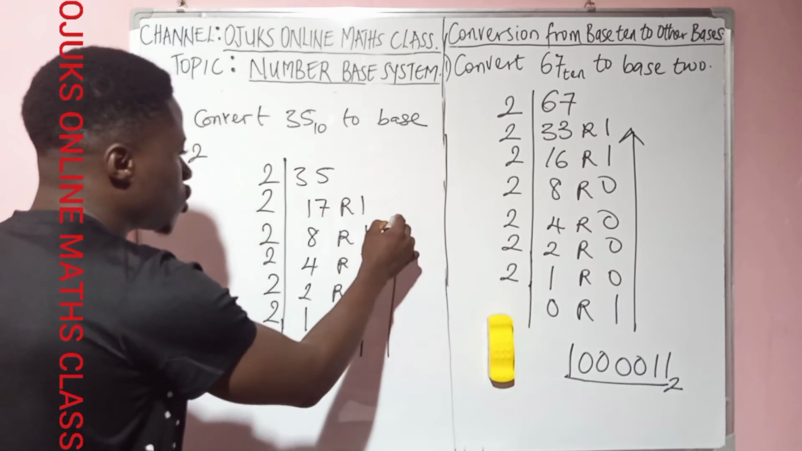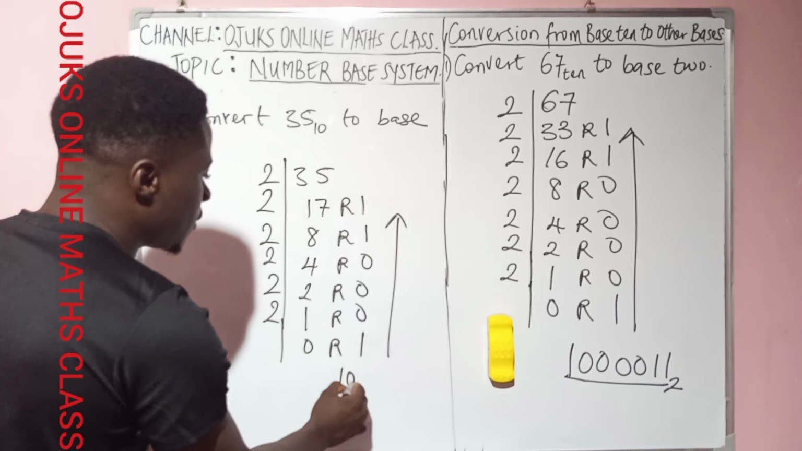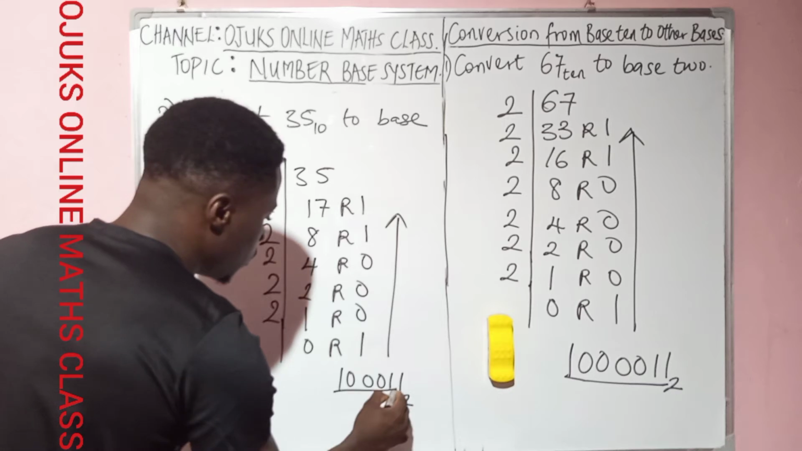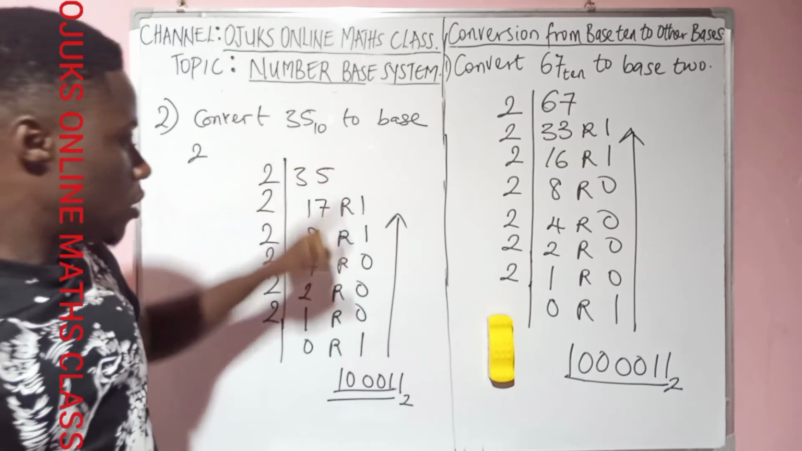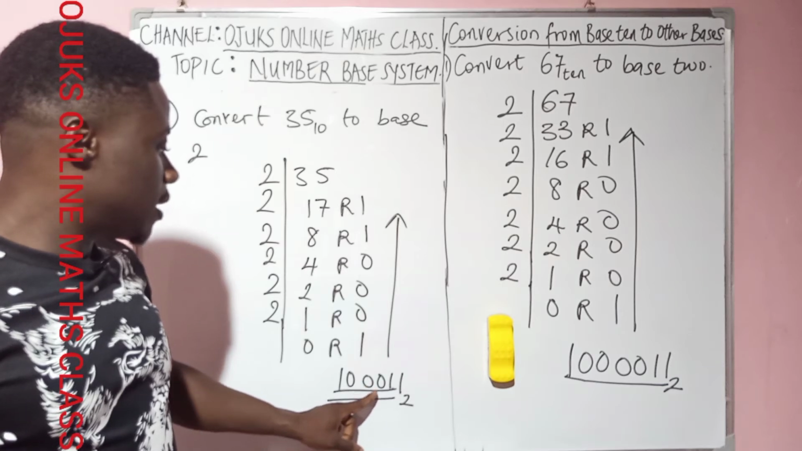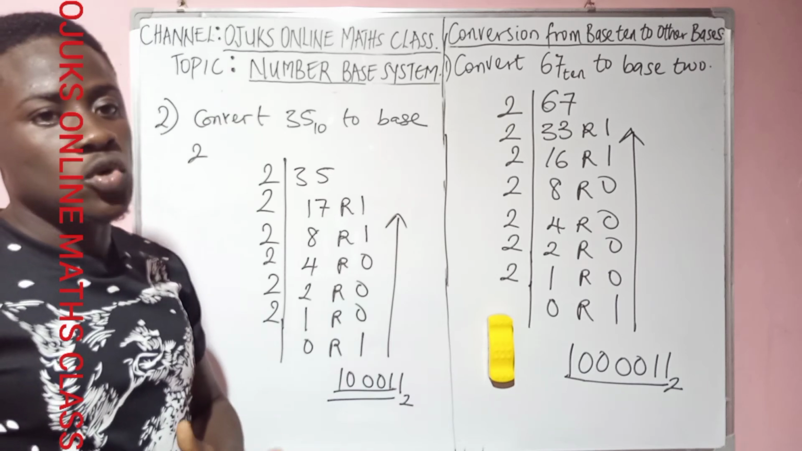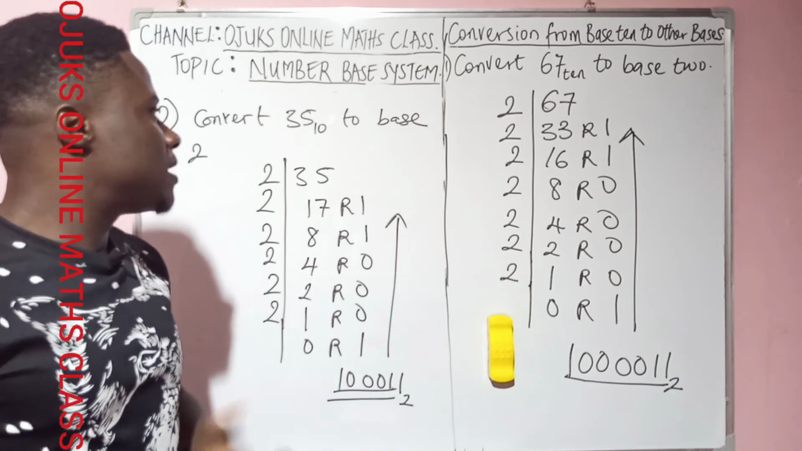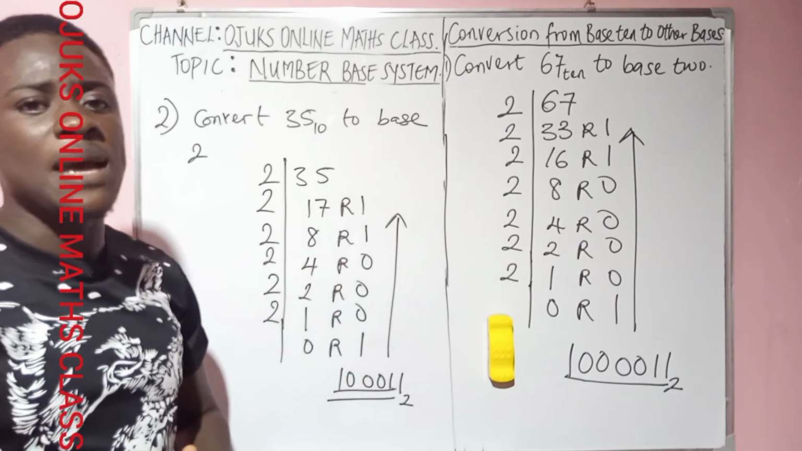Then we'll collect our result upwards. As we do that, we have our result as 1, 0, 0, 0, 1, 1, base 2. So converting 35 base 10 to base 2 gives us 1, 0, 0, 0, 1, 1, base 2. It is very simple. Not just base 10 to base 2, from base 10 to any other base involves the same process.